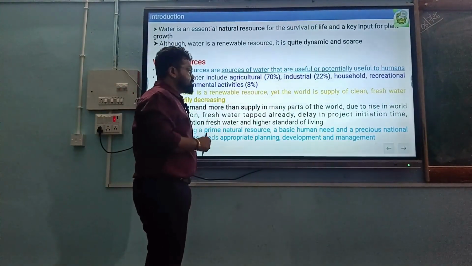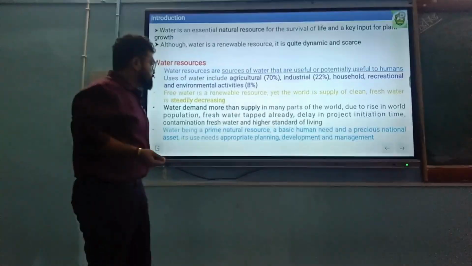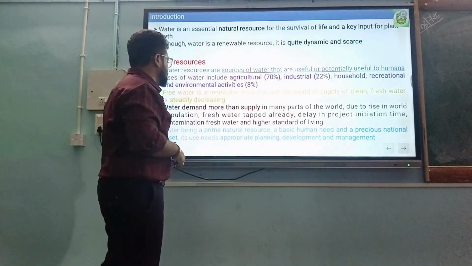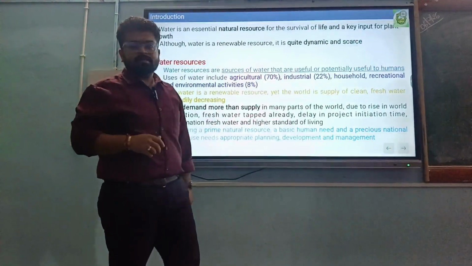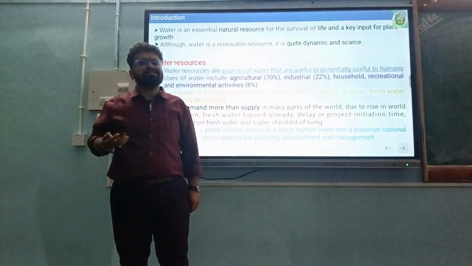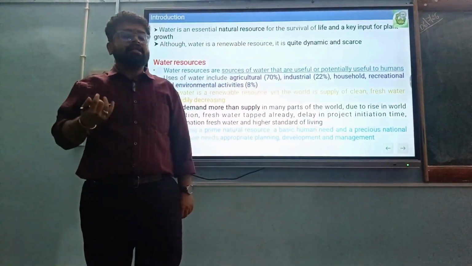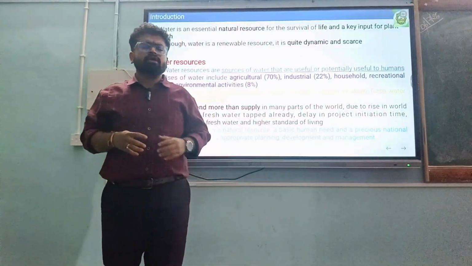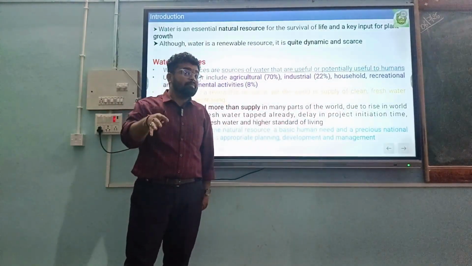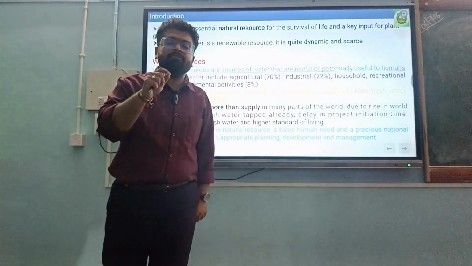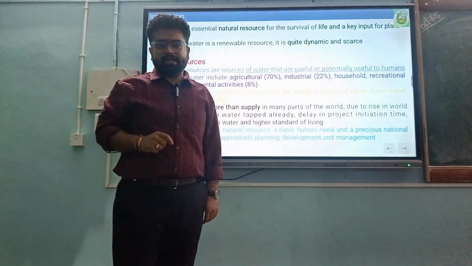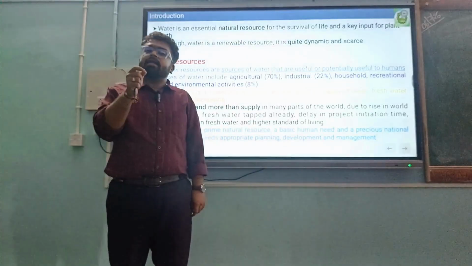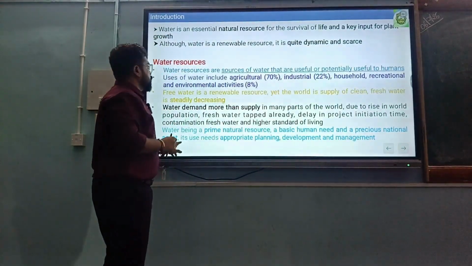Water demand is more than the supply in many parts of the world, due to the rise in world population, delays in project initiation time for tapping fresh water, contamination of fresh water, and higher standards of living. As the population is increasing in countries like India and China, the requirement of fresh water is increasing greatly. Under such circumstances, if industrial activities and many other activities are contaminating our potable water, that in turn affects our day-to-day life, and that in turn affects our agriculture. So keeping that in mind, understanding water management plays a very important role.